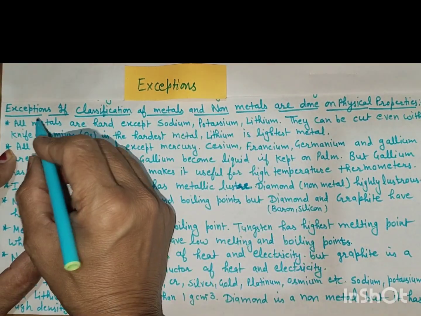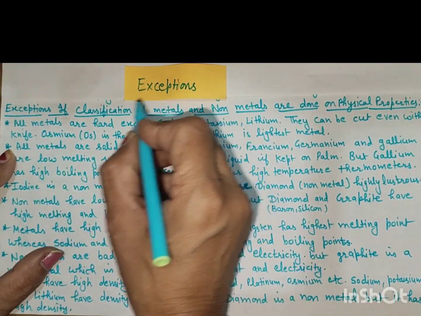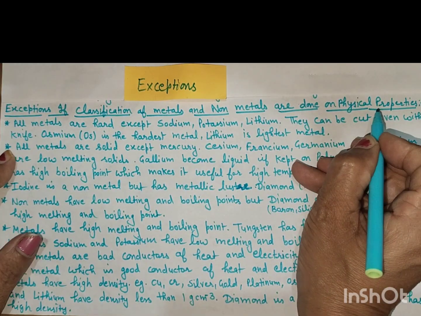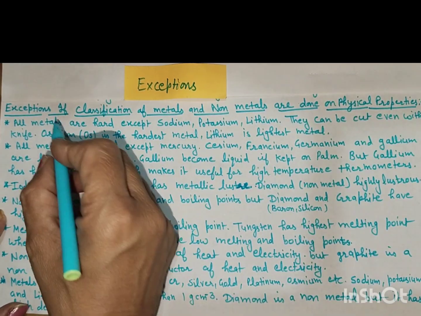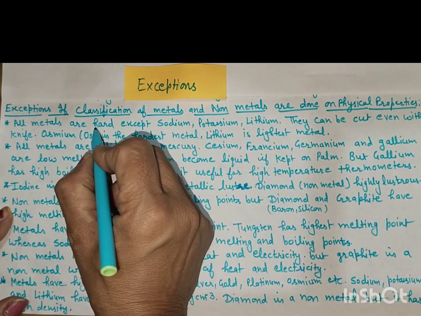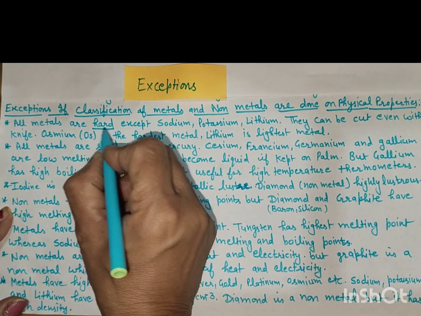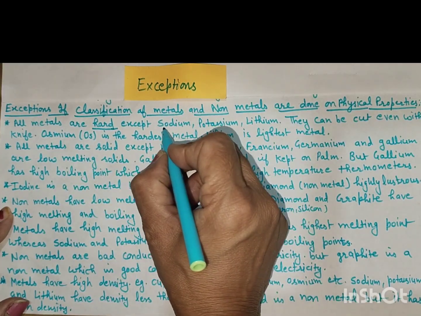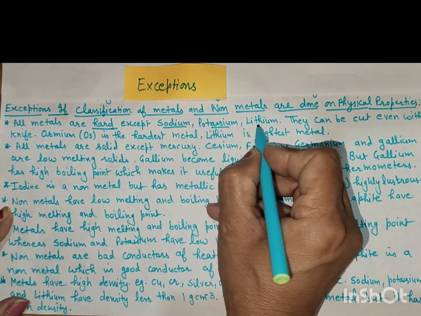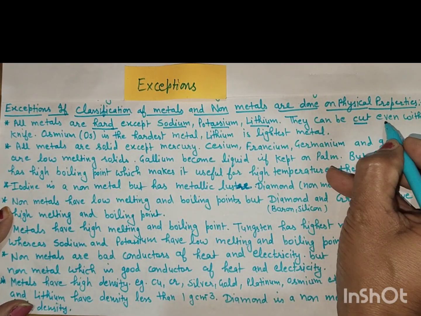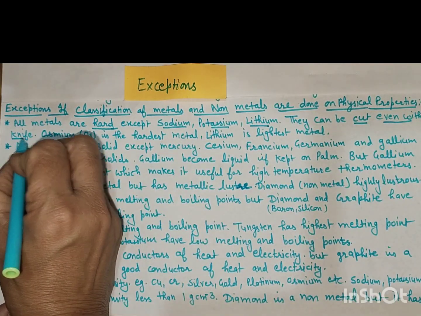Students, today we will discuss the exceptions. If we classify metals and non-metals on the basis of physical properties, then what are the exceptions? First, all metals are hard, except sodium, potassium and lithium. They are soft and can even be cut with a knife.